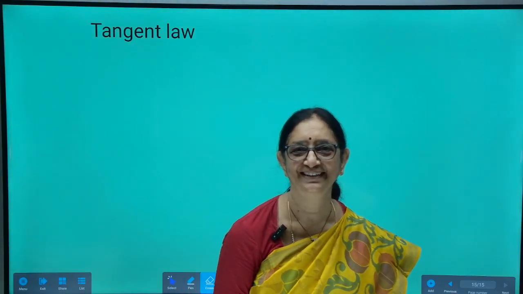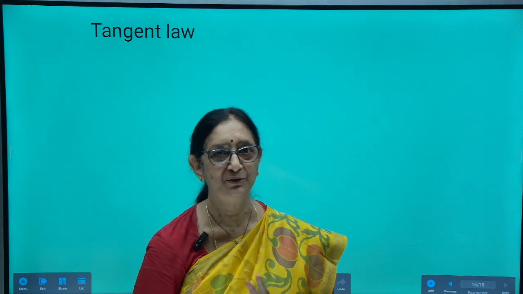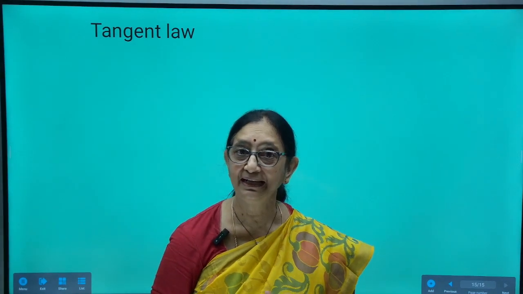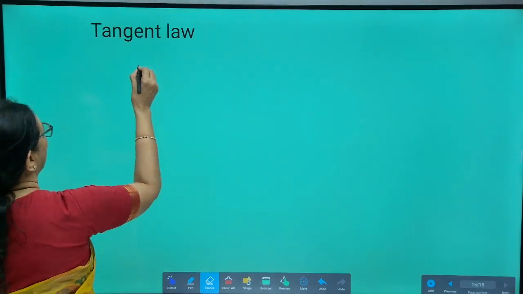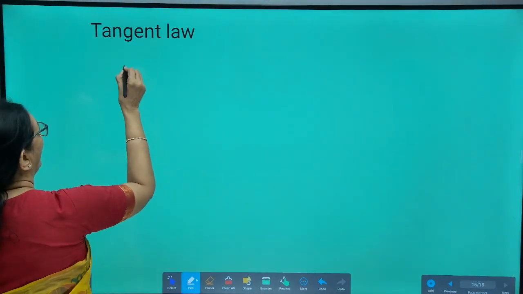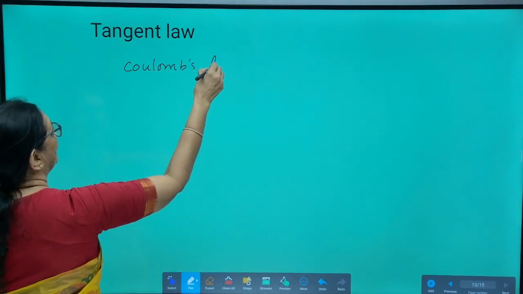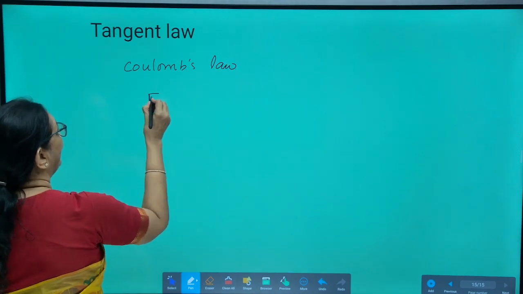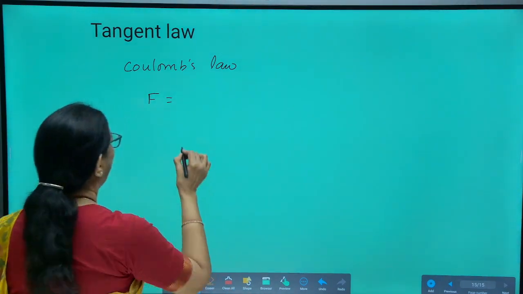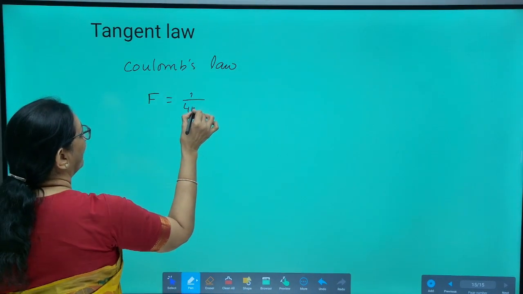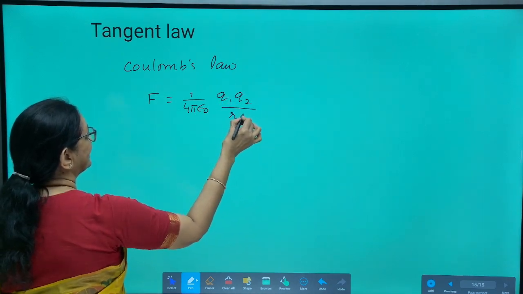Good morning. In today's class, I am going to tell you two applications of tangent law in electrostatics. See here, Coulomb's law says the force of attraction or repulsion between any two charges in air or free space is given by 1 by 4 pi epsilon naught q1 q2 by r square.